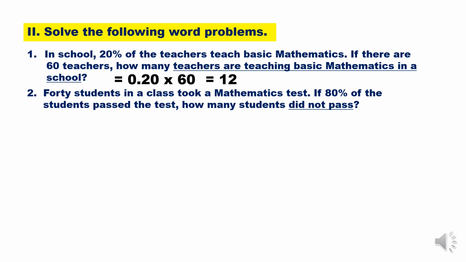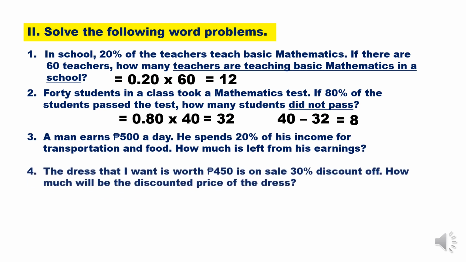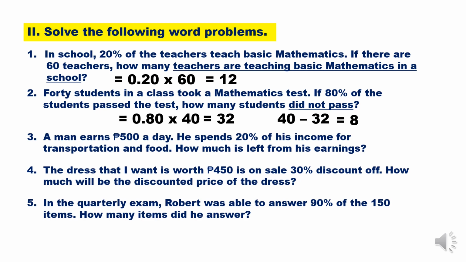Number 2: 40 students in a class took a mathematics test. If 80% of the students passed the test, how many students did not pass? So, 80% becomes 80 hundredths times 40, that is 32. Then, subtract 32 from 40, and that is 8. So, 8 did not pass. Then, try to answer numbers 3, 4, and 5, and time starts now.